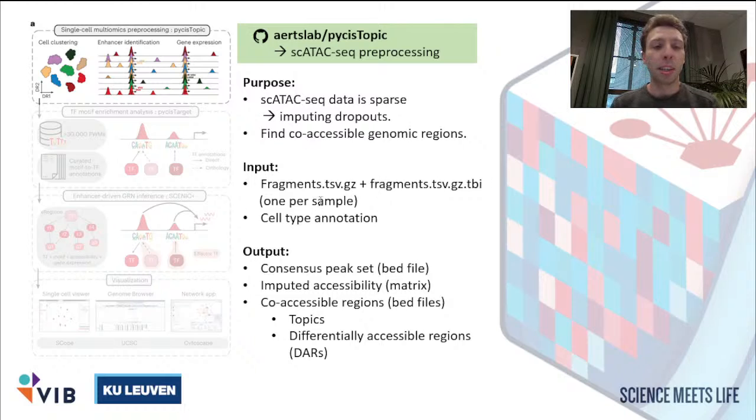The input into pycisTopic is a fragment file, one per sample, together with the index of that fragment file, and also a cell type annotation.